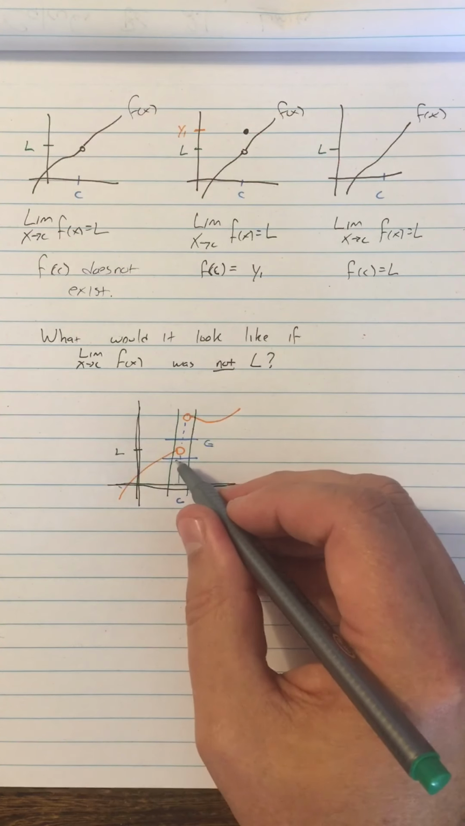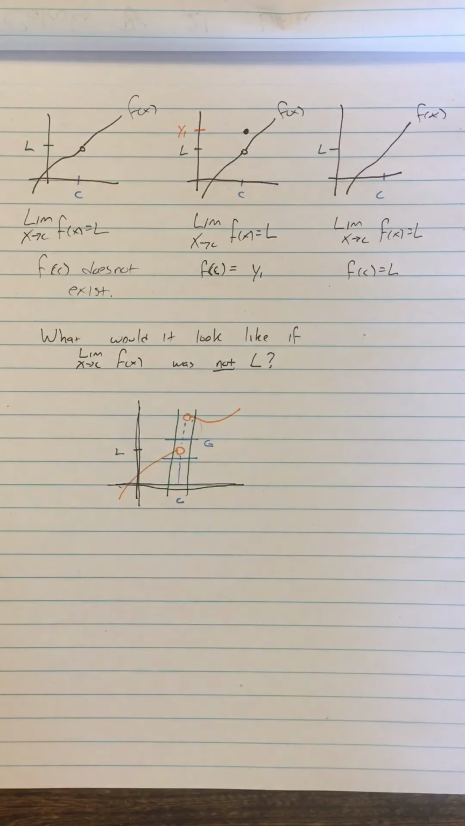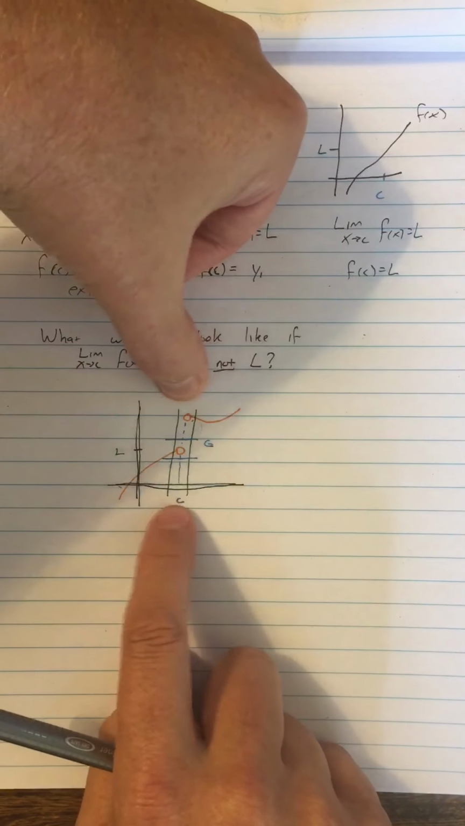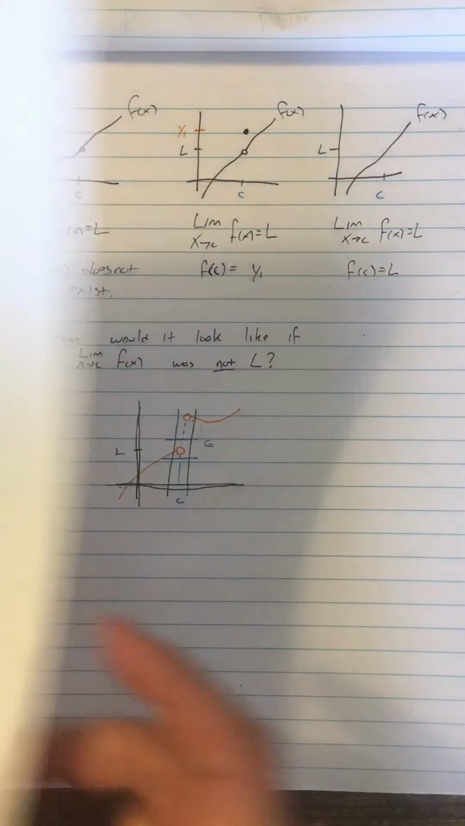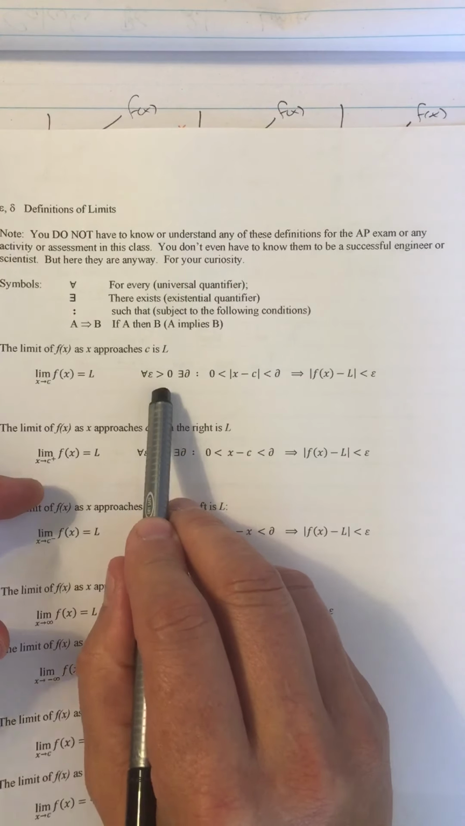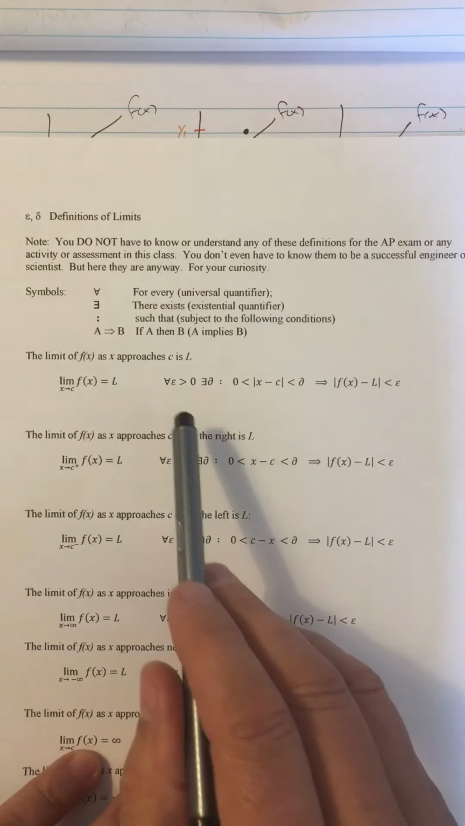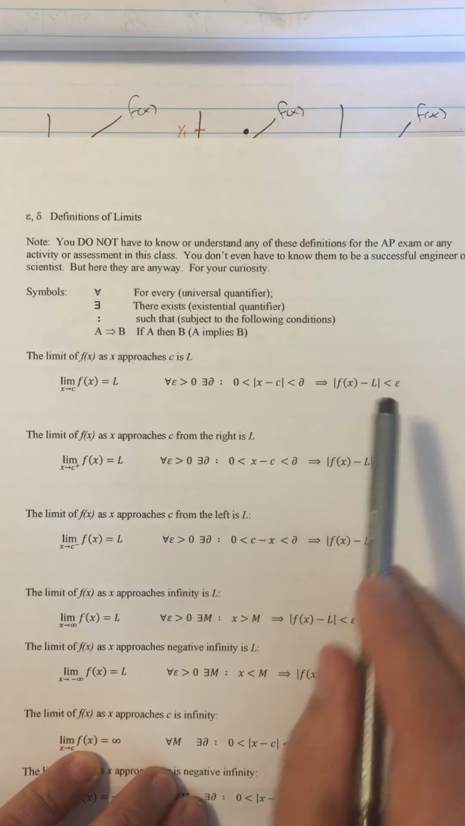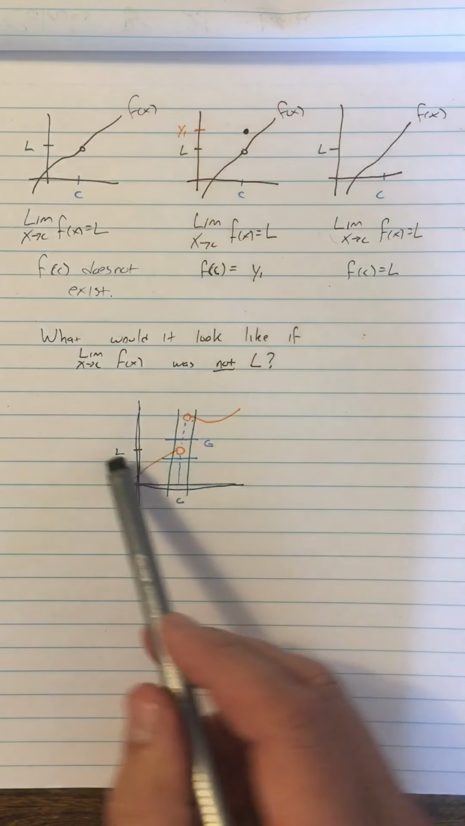Now, we can have a small delta band and keep the points on the left inside the epsilon band, but we cannot keep the points from the right inside the epsilon band. If you had a huge epsilon band that included both of them, then yes, all the points would be included. But the definition requires this for any epsilon greater than 0. So if we want to say the limit is not L, all we have to do is come up with one epsilon that it doesn't work for. The statement is for every epsilon, this has to happen. If we can come up with any one epsilon where this doesn't happen, then that limit is not L.